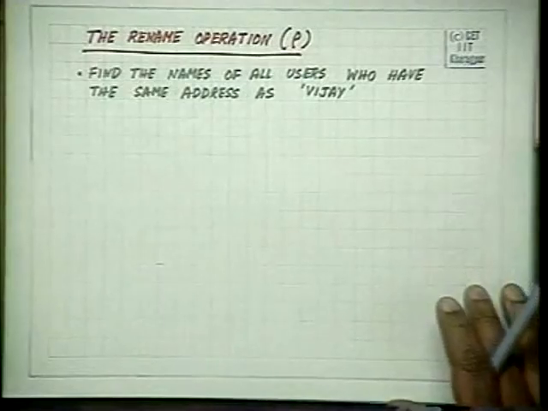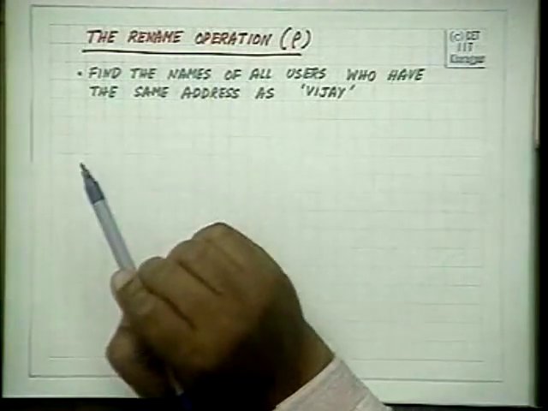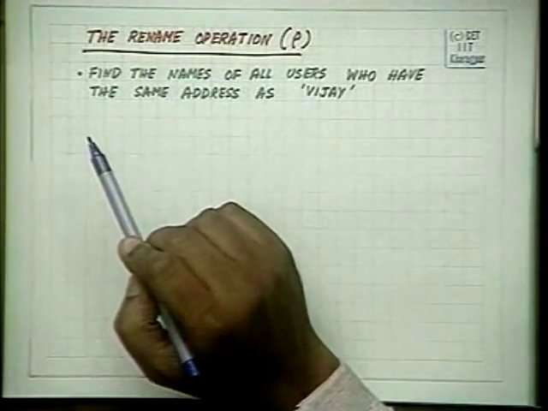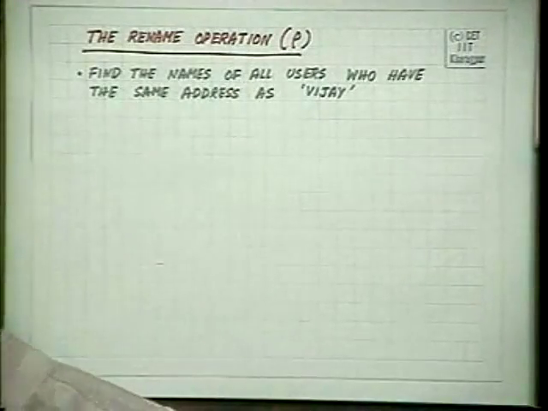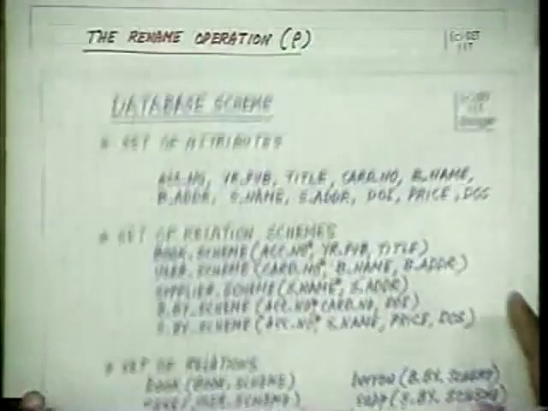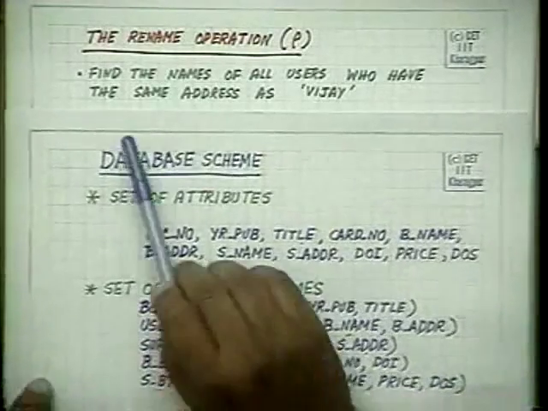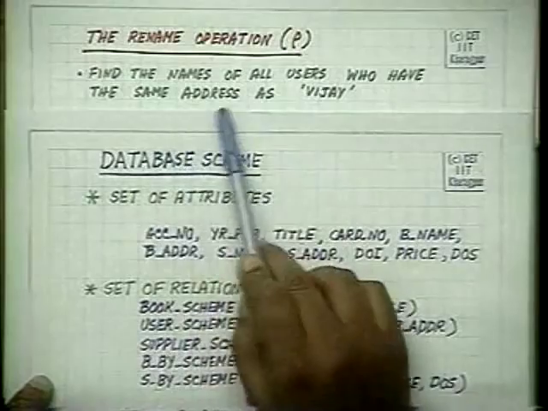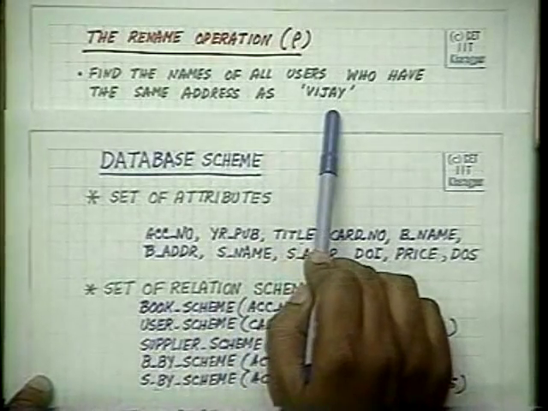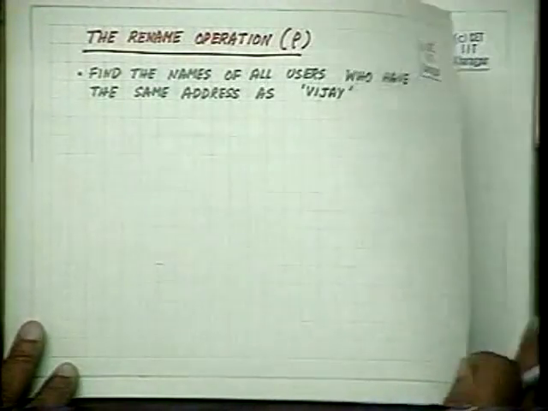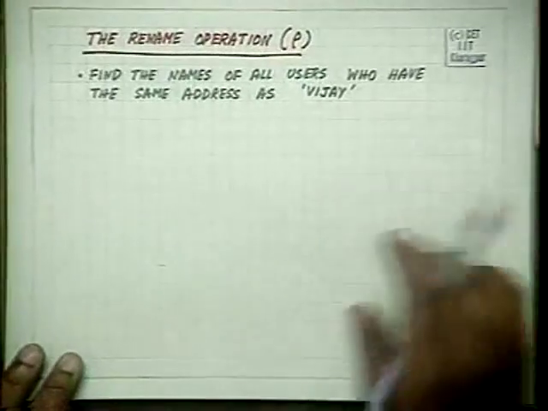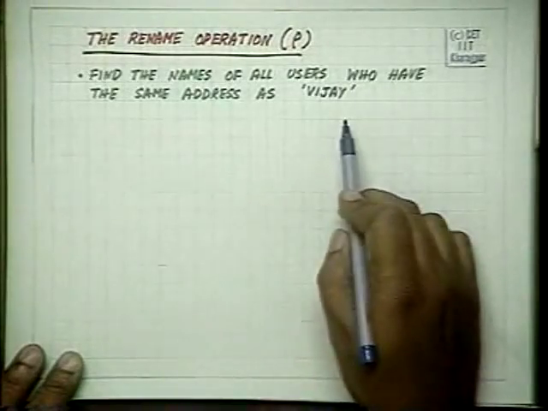The next operation we come to is the rename operation. This is an interesting operation in its own way. This rename operation, let us see what we have done with this rename operation. The question is, find the names of all users who have the same address as Vijay. So let us see the difficulty which we face while trying to solve this problem. Find the name of all users who have the same address as Vijay.